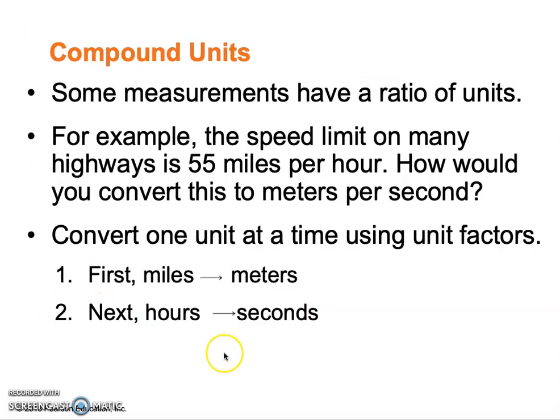Now, some units are expressed as a ratio of units. For example, the speed limit on many highways is 55 miles per hour. How would you convert this to meters per second? To answer this type of question, or to do the conversion of a compound unit, you must convert only one unit at a time using the unit factor. First, you convert miles to meters, then you convert hours to seconds.